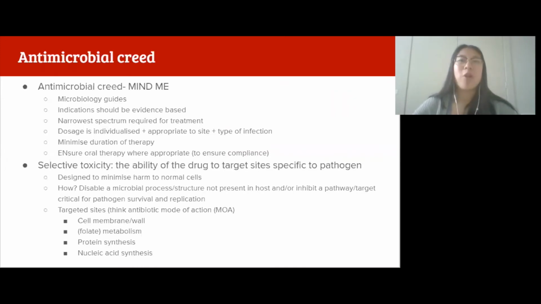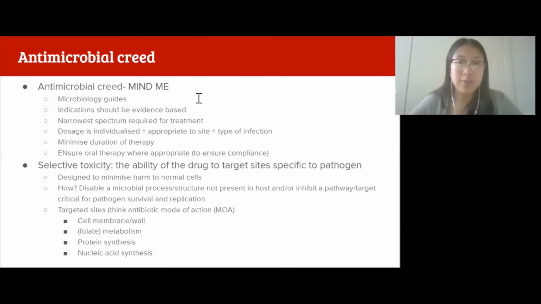So what is the antimicrobial creed? The acronym is MIND-ME, and the idea is that these are things that you should do if you are prescribing antibiotics in order to prevent antibiotic resistance and the spread of resistance. So M stands for follow microbiology guides. So your indications should be evidence-based. Indications being what tells you that you should use an antibiotic, whatever that is, should be evidence-based. So it should be based on scientific studies and whatnot.